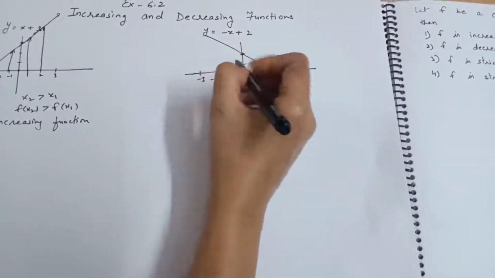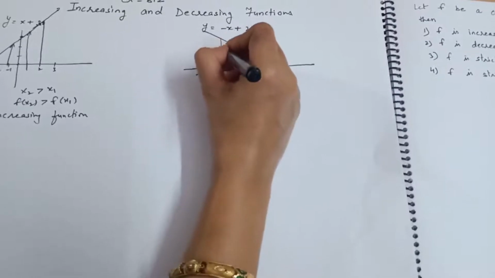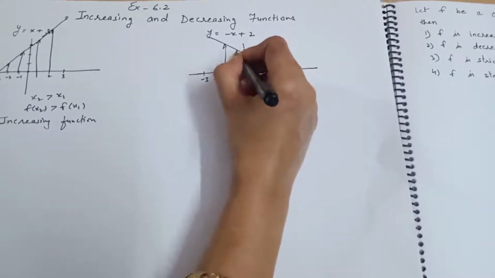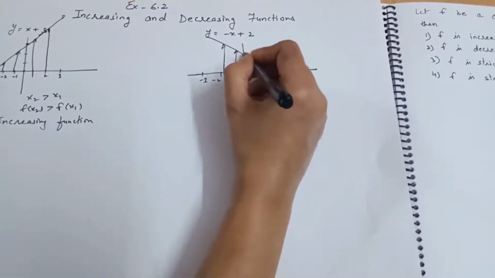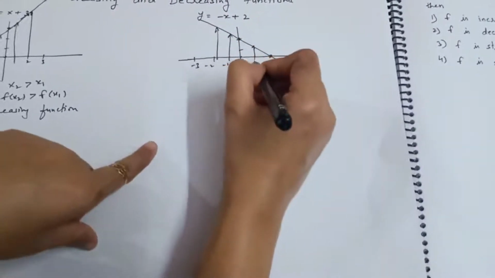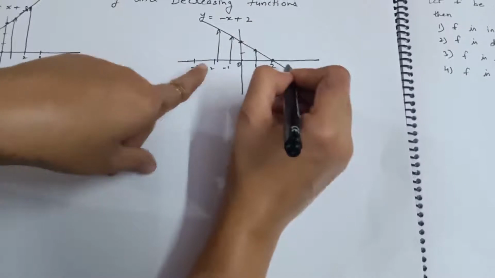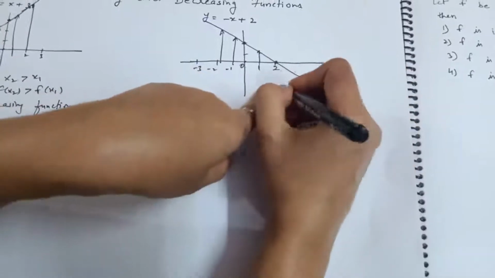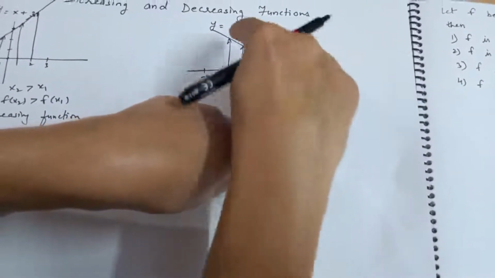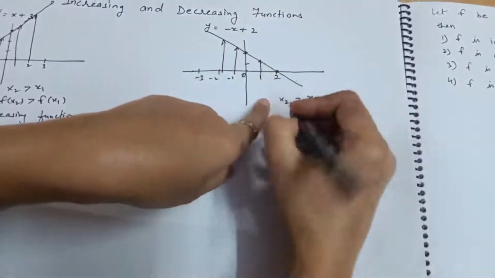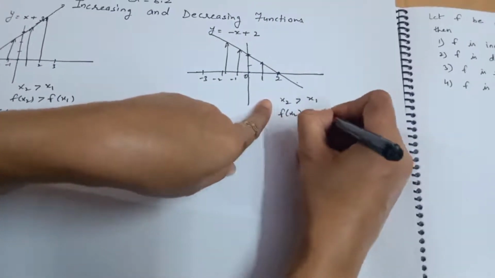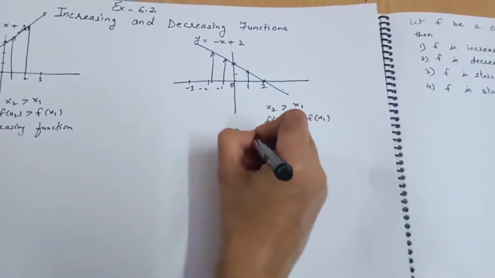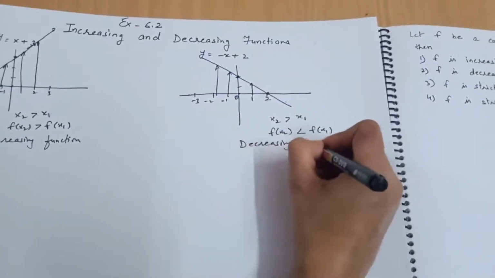Now if you say x is increasing, correct? Minus 2, minus 1, minus 1 is greater than minus 2, but you will see that your f(x) value is decreasing as x increases: 0, 1, 2. Minus 2, minus 1, 0; 0 is greater than minus 1, 1 is greater than 0, so x2 is greater than x1, but the value of the function is continuously decreasing, meaning f(x2) is less than f(x1). If x2 is greater than x1 but f(x2) is less than f(x1), then this function is called a decreasing function.